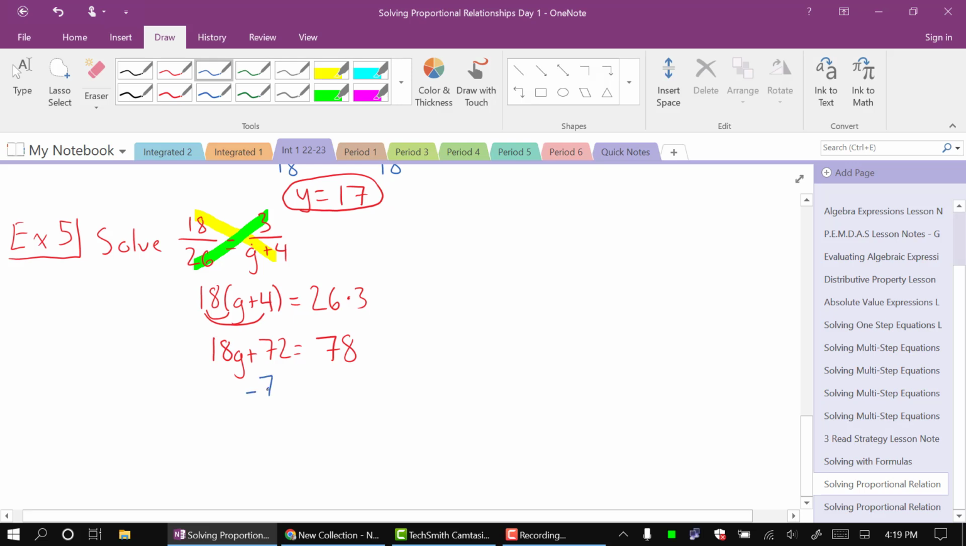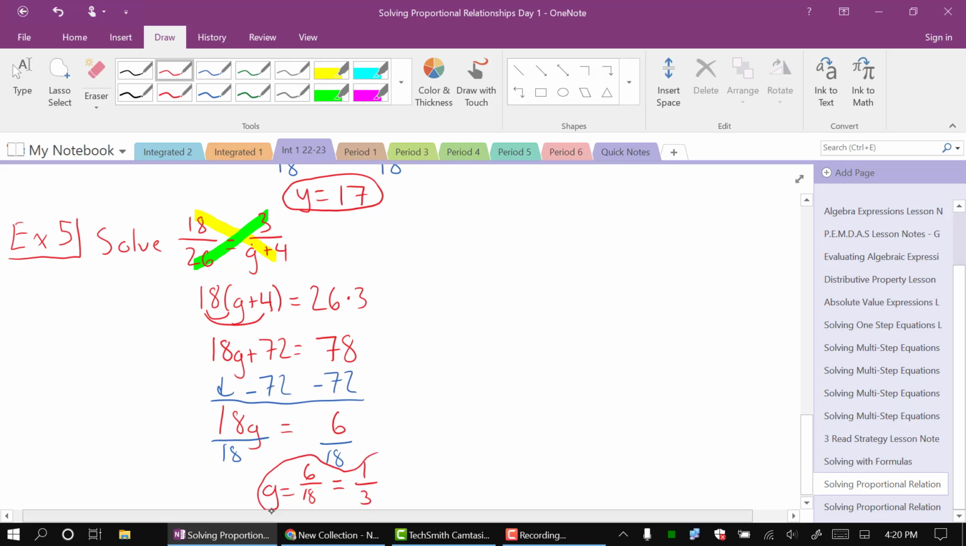I'm going to subtract 72 from both sides. When I do that, that leaves me with 18g equals 6. Divide both sides by 18. I get g equals 6 over 18, or I can reduce that down to 1/3. Both of these would work for my solution.